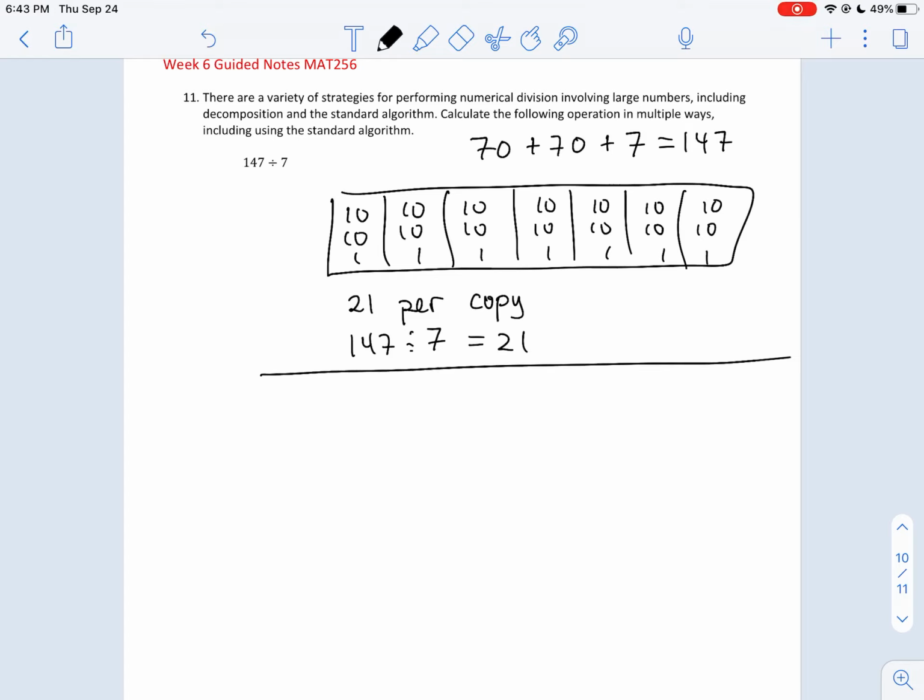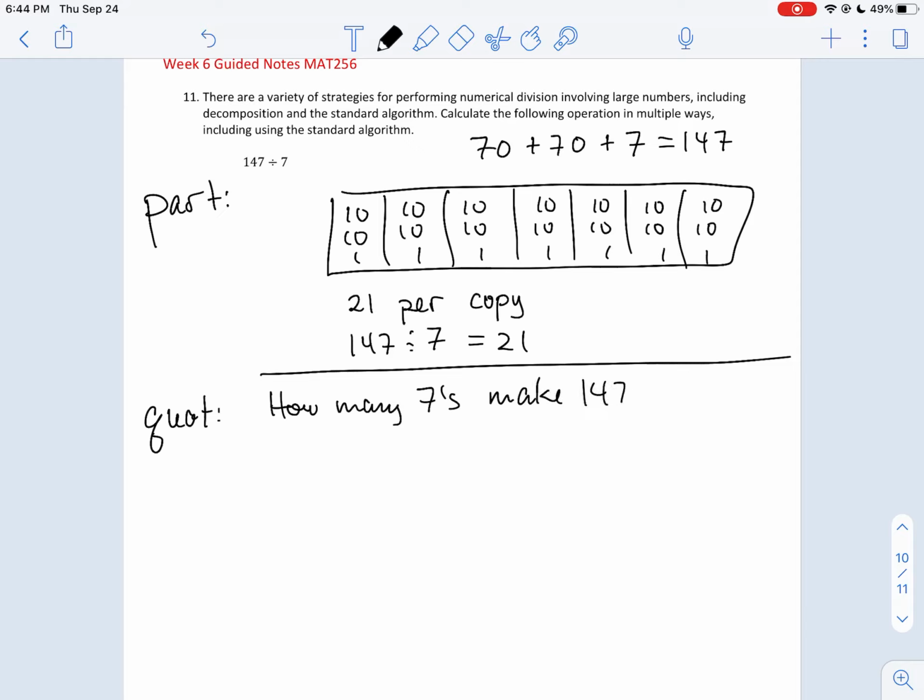The other is to do a quotative meaning and think, okay, how many 7s make 147? So let's write that question. This is the partitive interpretation, and now I'm going to do a quotative interpretation, which is how many 7s make 147.